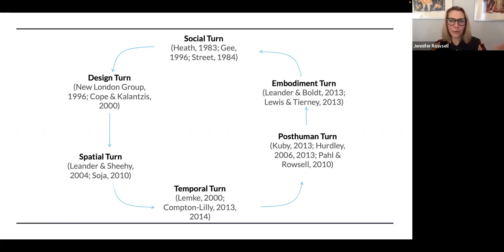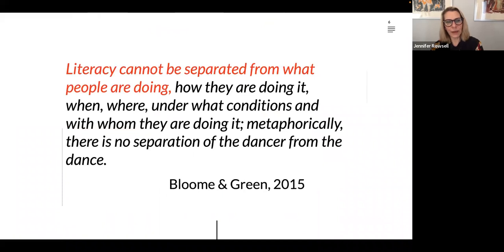So these are a little bit out there in terms of practical pedagogical things that relate to adult literacy, but it's something I want you to think about as a backdrop when I talk. The whole so what of that going through the history was also that literacy cannot be separated from what we do. And I love this Bloom and Green quote, which is: literacy cannot be separated from what people are doing, how they're doing it, when, where, under what conditions, and with whom they're doing it. So metaphorically, there's no separation of the dancer from the dance.